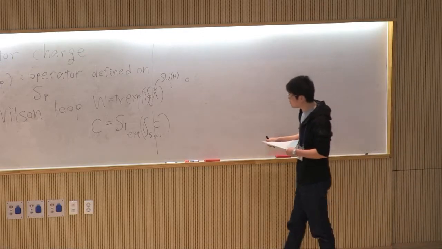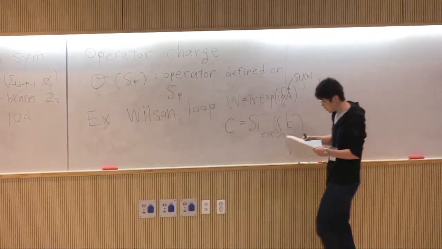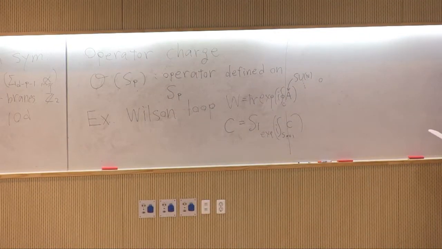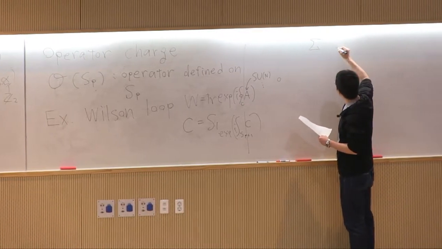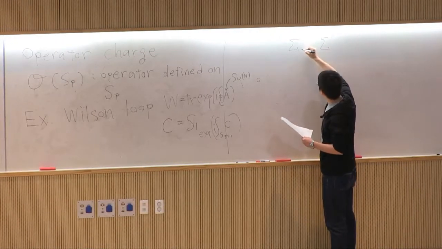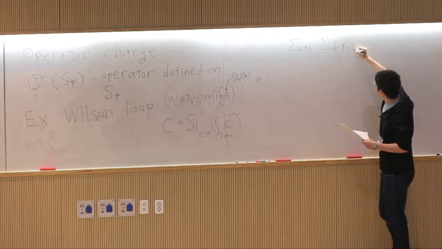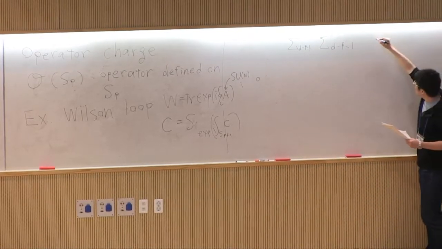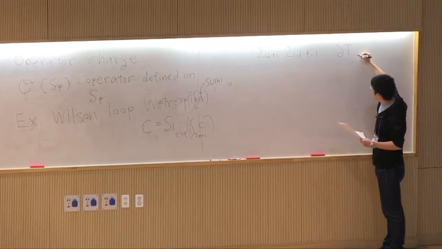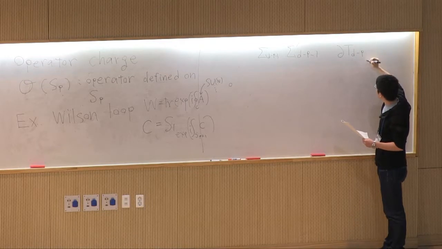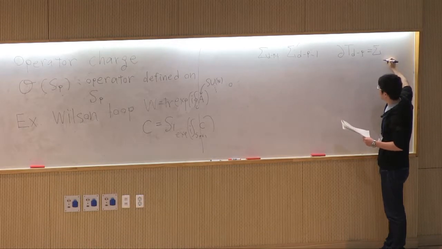Yes, and so generally, these extended operators are charged under higher form symmetries. So let's take sigma and sigma prime. They are both (D minus p minus 1)-dimensional submanifolds. And then let's suppose that they are boundaries of some (D minus p)-dimensional submanifold.